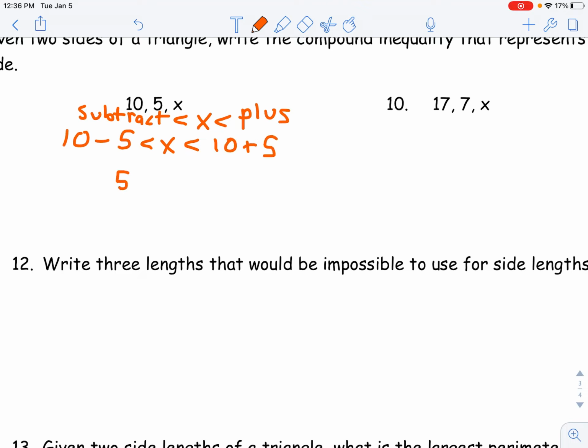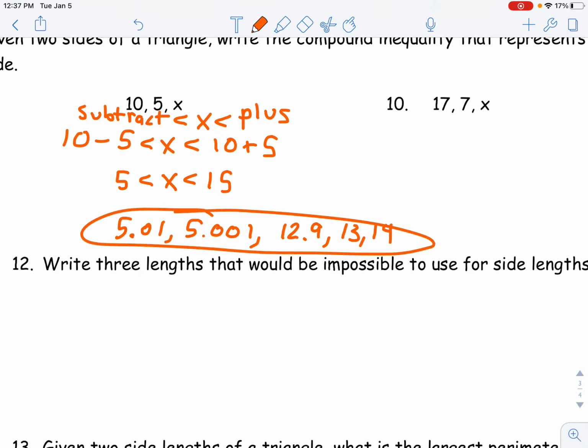All right, so basically you're going to take the two numbers and subtract them. You're going to take the two numbers and add them, and that's going to tell you the range of values for x. So this means x could be 5.01, x could be 5.001, x could be 12.9, x could be 13, it could be 14, x could be anything in that range. All right, but this is the answer right here. This is what we're looking for.